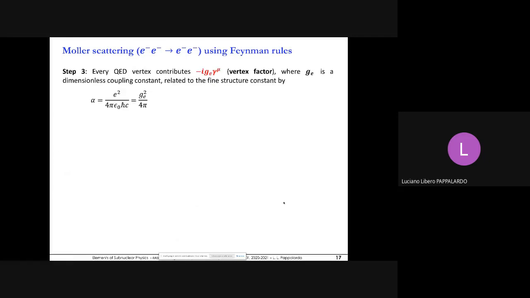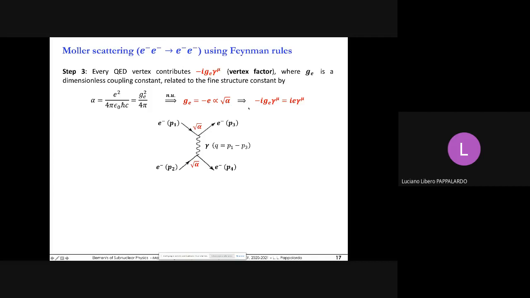Step 3. Every QED vertex contributes a vertex factor, the one that I tried to highlight before when we wrote down the matrix element expression, multiplied by minus i. For any QED vertex, the vertex factor is given in this way, where g_e is a dimensionless coupling constant, which is related to the fine-structure constant. The fine-structure constant, which you can write in full in terms of the squared electron charge, is g_e squared divided by 4π. This is the relation between the fine-structure constant and the coupling constant for the QED interactions. And you see here already that g_e is proportional to the electron charge. When you now use natural units, where ħ, c, ε0 all go to 1, it turns out that g_e is minus e, where e is the electron charge, which is proportional to the square root of the fine-structure constant.